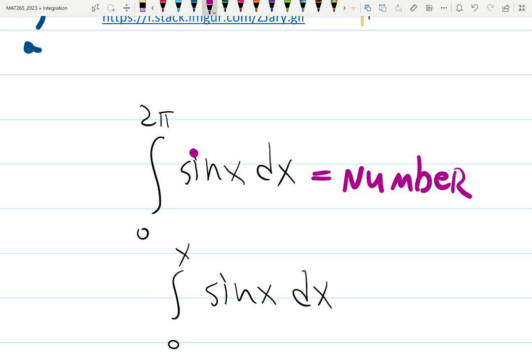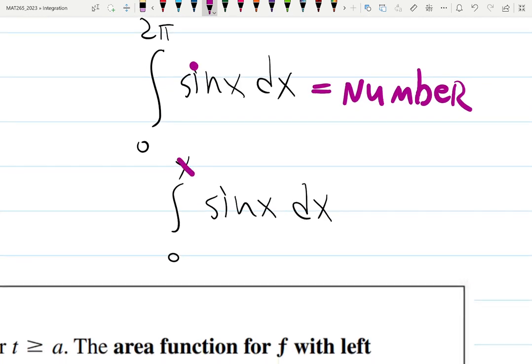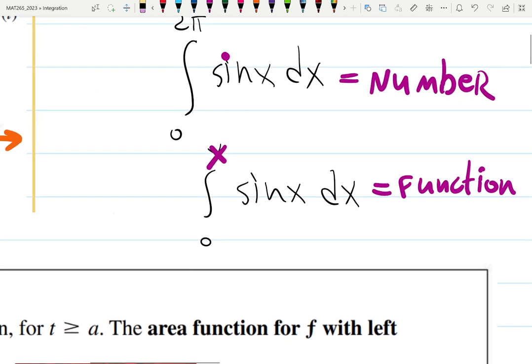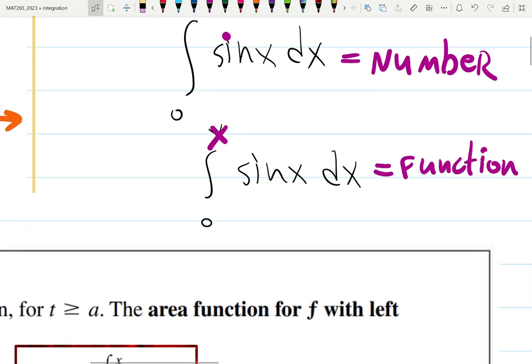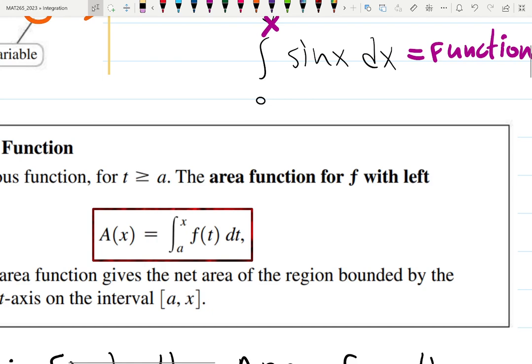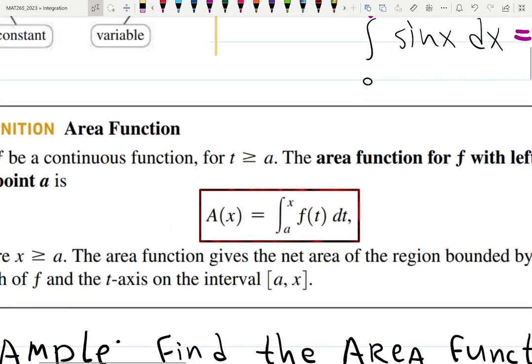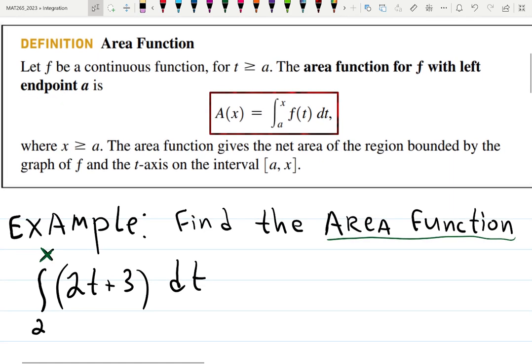However, if I change it to the integral from 0 to x, now it's a function. So now the area will depend on the stopping moment of x. For x equals 2 pi, it will be the previous integral. For x equals 7 pi, it will be different. For x equals 55 pi or minus 38 pi, it will be different. Thus, the integral from 0 to x, or from a to x, gives you a function. That's called the area function. Here you go. You can write it down, or you can just know that I give you those notes anyway.